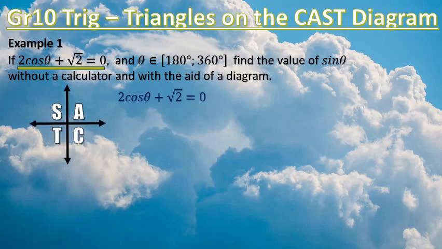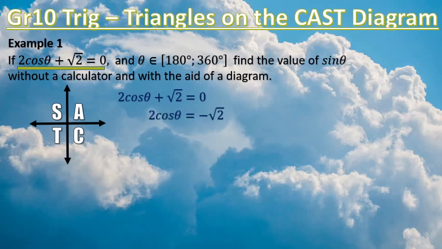You will be using the cast diagram, so sketch it on every single page. Whenever you do trigonometry, the cast diagram needs to be nearby because we refer to it always. Now let's make 2 cos theta plus root 2 equals 0. Let's work with that and make cos theta the subject of the formula.